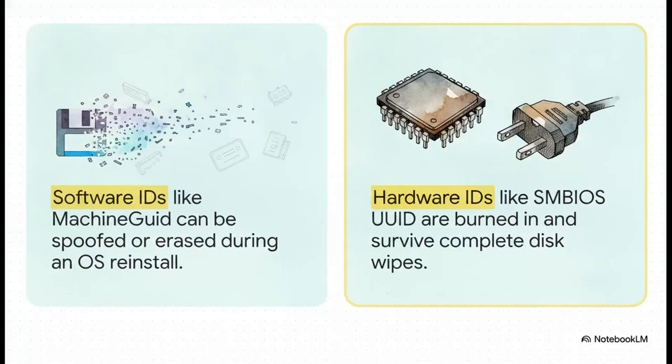Okay, so there is a massive gap between software and hardware identifiers. The registry keys we just covered in the master list, things like machine guide, those can be changed or erased during a reinstall. But hardware identifiers, we're talking about things like your motherboard's SMBIOS UUID or the cryptographic key permanently burned into your TPM 2.0 chip. Those will easily survive a complete hard drive wipe. They are immutable, permanent firmware identifiers that absolutely ignore whatever software privacy settings you've toggled.